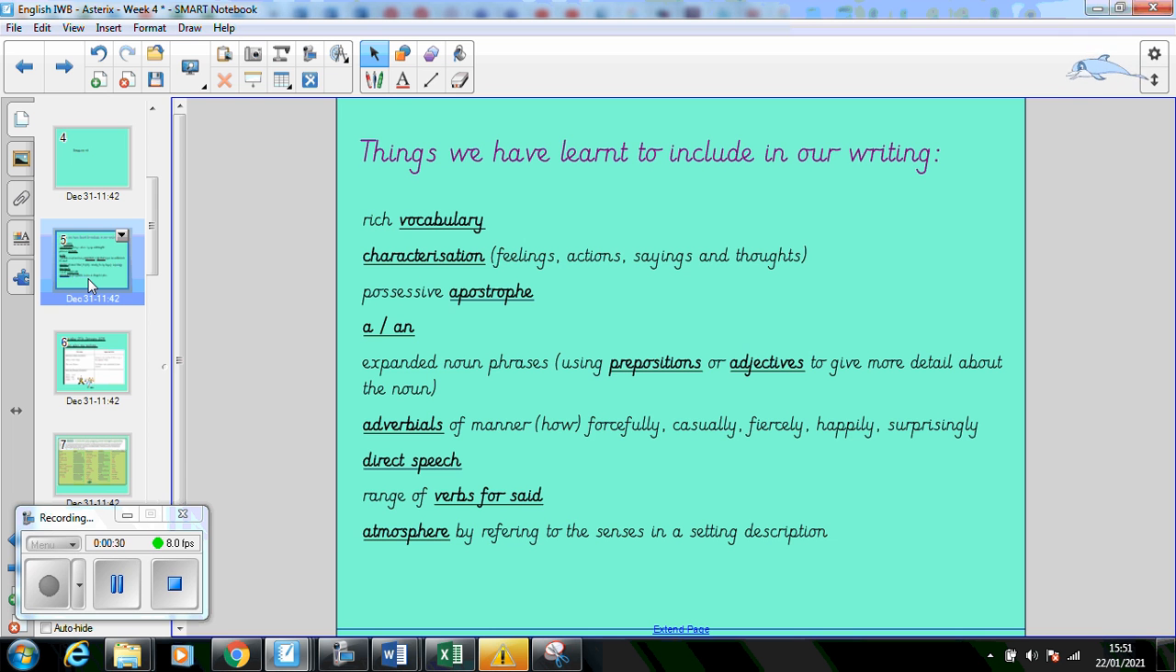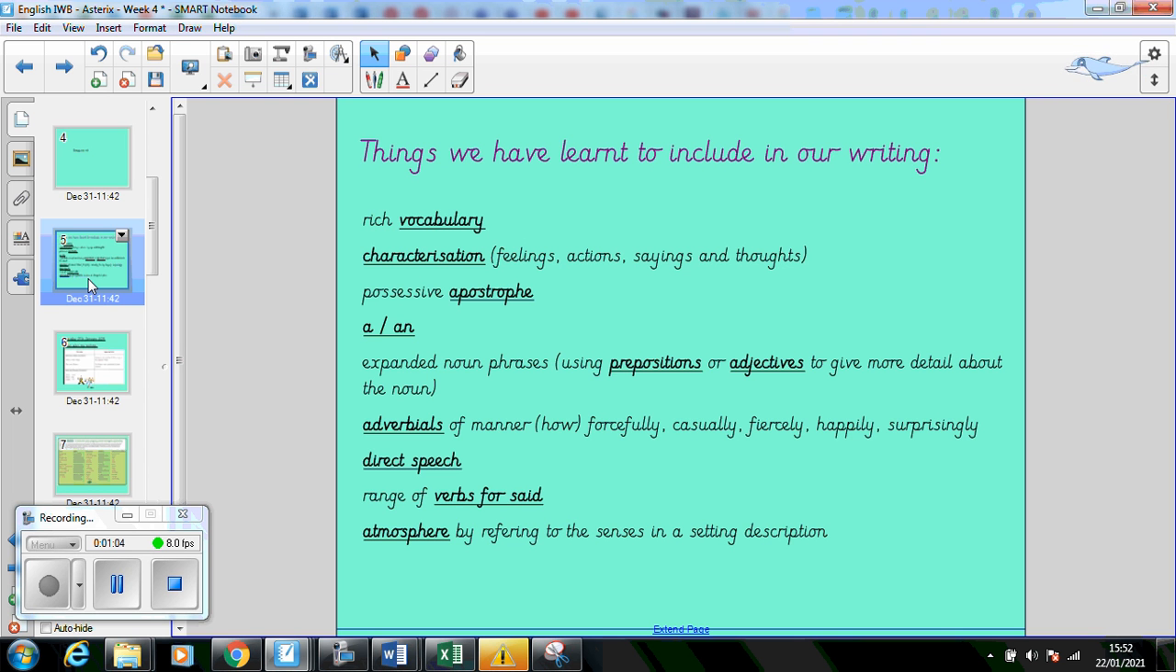You have been using characterization by looking at the feelings, actions, sayings, and thoughts of our characters. You have successfully used the possessive apostrophe to show that something belongs to one of our characters, and you've looked at whether to use a or an before that noun so that it's written correctly. We have created expanded noun phrases by using prepositions or adjectives to give more detail about a noun.